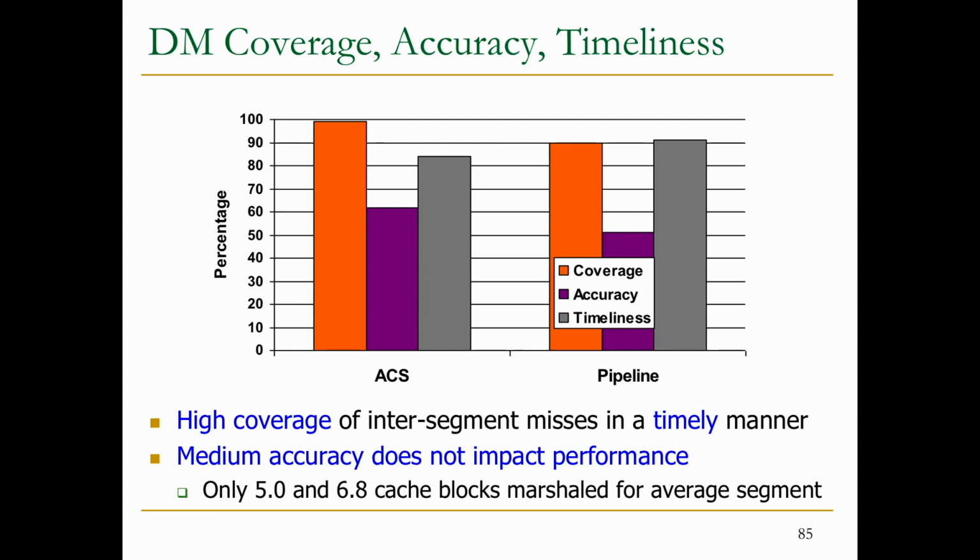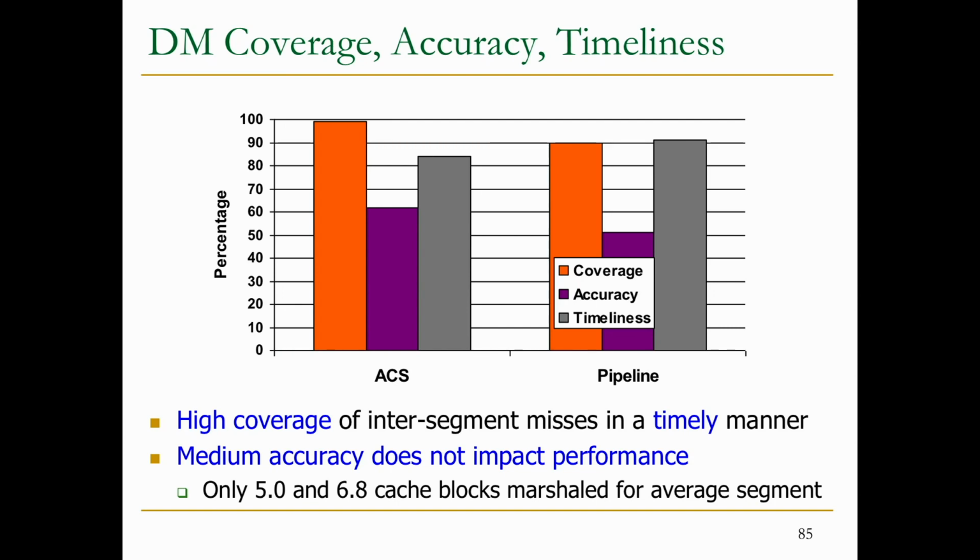So in this case, this is a nice prefetcher, data marshaller, let's say. And it gets high coverage of inter-segment misses. You can see that the coverage is almost 100% in ACS. In the pipeline parallel programs, it's actually 90%. I think you can improve this by better program analysis, by basically identifying the generator instructions better. Because we rely on profiling, sometimes we miss some generator instructions. That's the downside of profiling, right? If you do program analysis, you can actually cover this. So I think you can get your coverage to 100% in both cases.